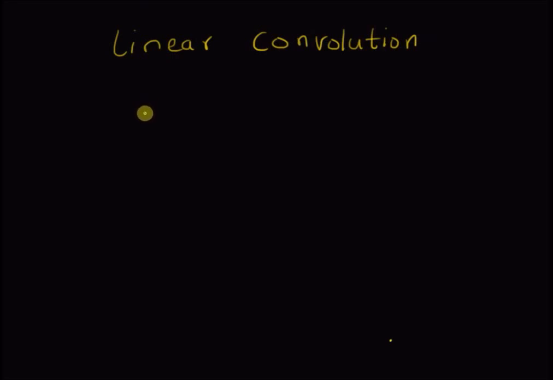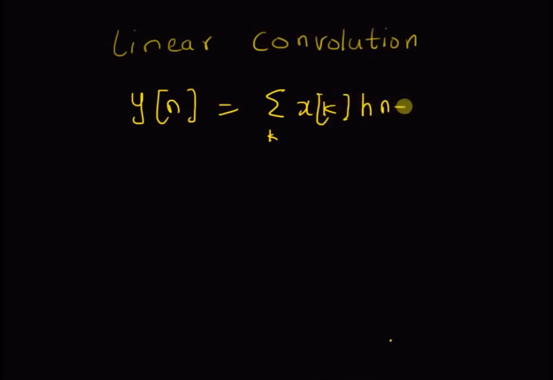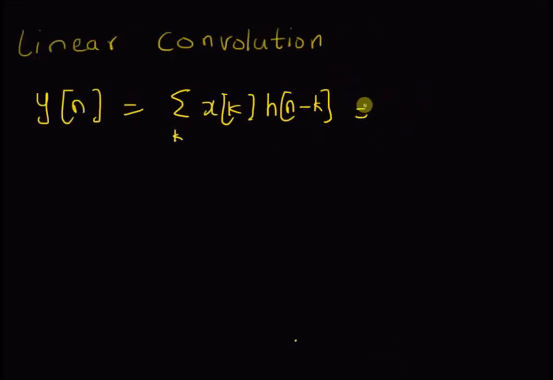So the definition of the linear convolution sum is given by y of n is equal to the sum over values of k, x of k multiplied by h of n minus k, and this can also be written as the summation over k x of n minus k multiplied by h of k. So these two sums are equivalent. They basically correspond to the convolution sum.